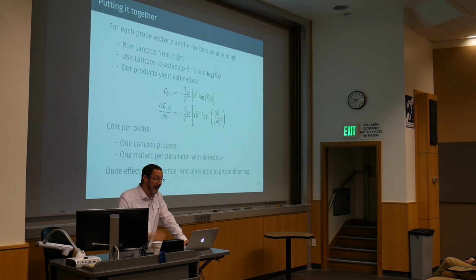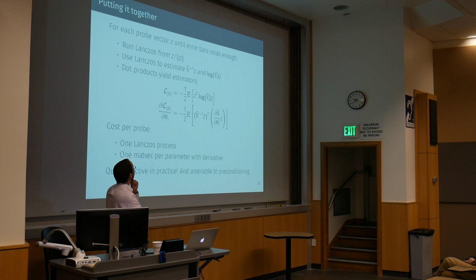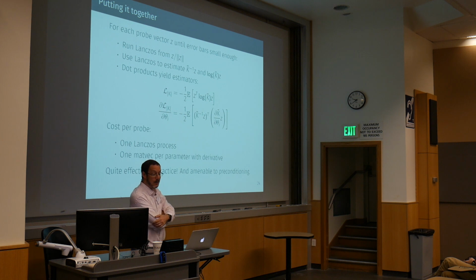But for each of our right-hand sides, we're going to run Lanczos from a normalized probe vector. We're going to use the same Lanczos decomposition both to estimate K inverse z and log K of z. And then we're going to do some dot products in order to get things which in expectation give us the log determinant and the derivatives of the log determinant that we care about.